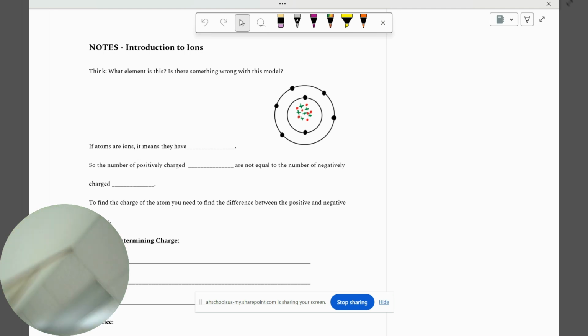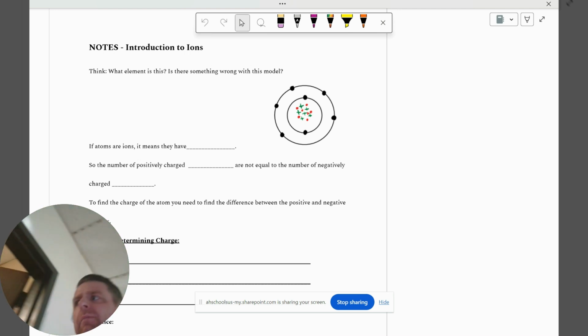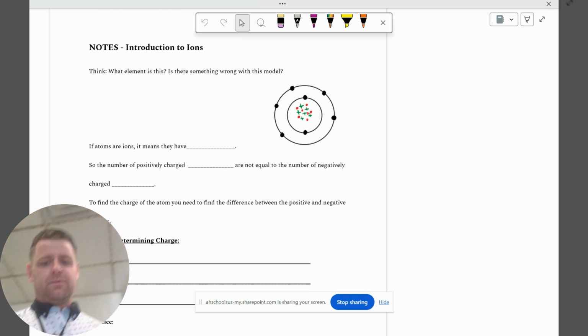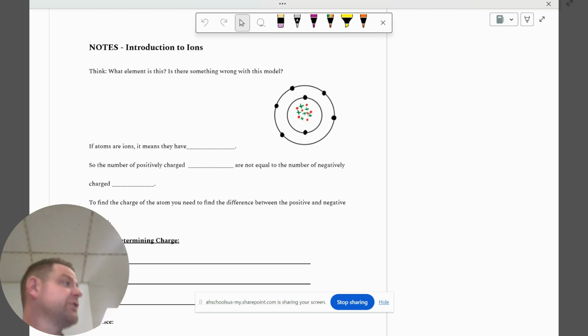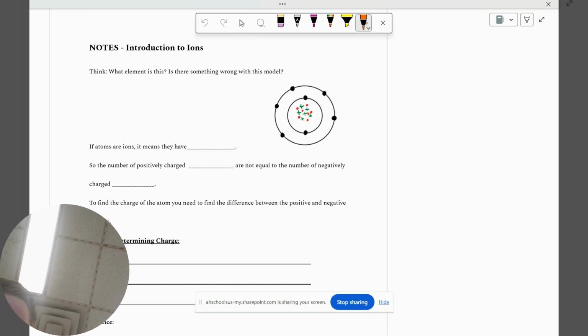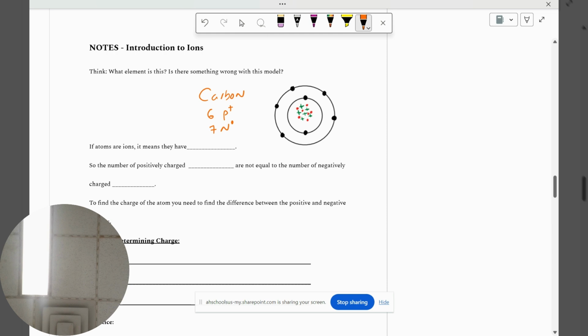So figure out what element it is. Count how many positives there are. Anybody see? There's six. So if it's got six protons, what element is it? It's carbon, correct. So we said this is carbon. Now, how many neutrons are there? Okay, there's seven, which is fine. It can have however many neutrons it wants, right? Count how many electrons there are.